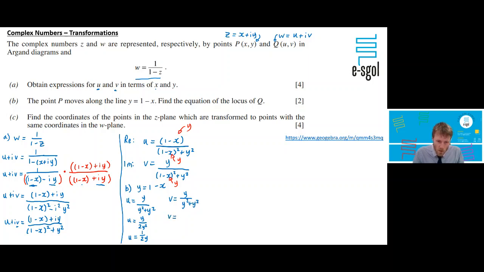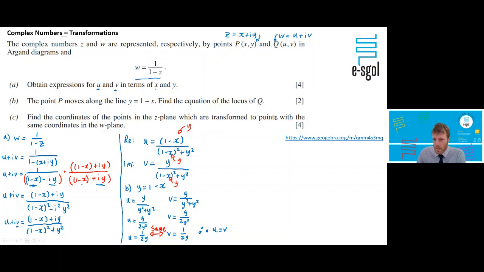Oh, this is starting to look very much like the left-hand side. Let's just continue. So y over 2y squared. So v equals 1 over 2y. You'll notice that they are the same. They're equal to the same thing. So that means that u must equal v. Therefore, u equals v. That's the equation of the locus.